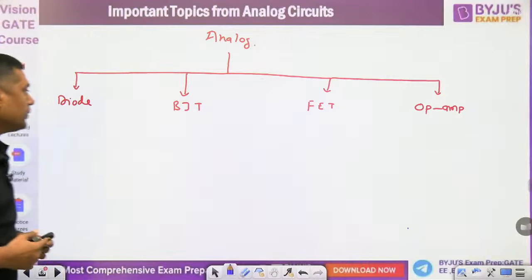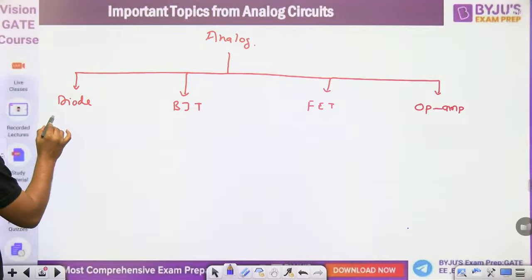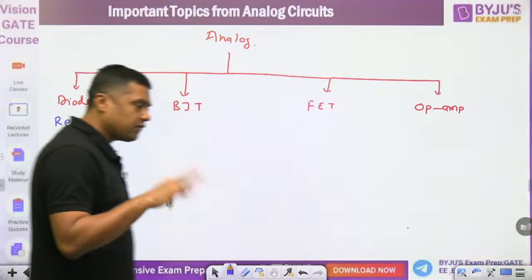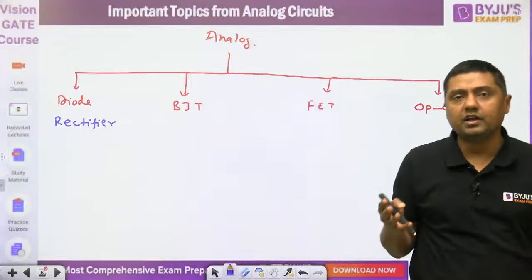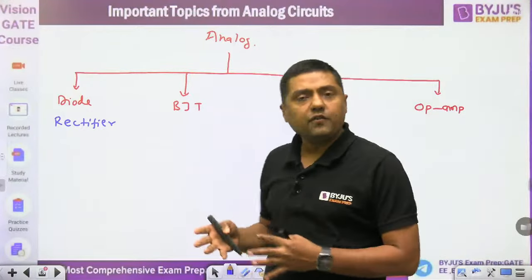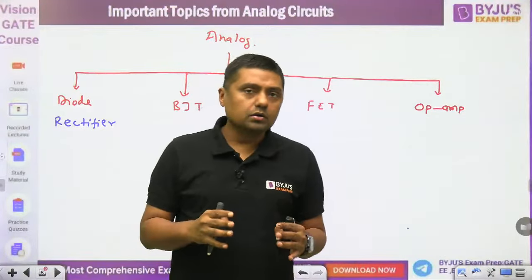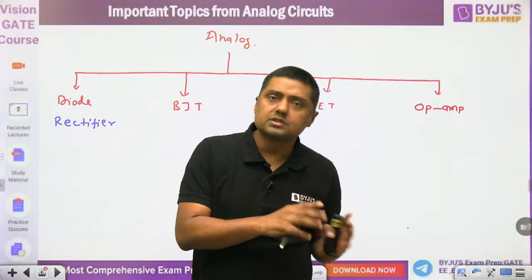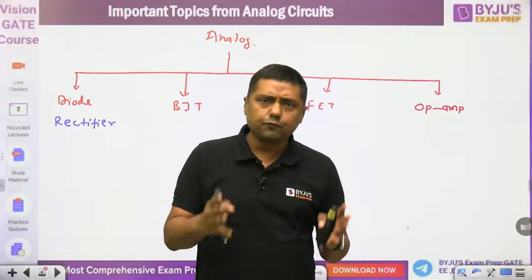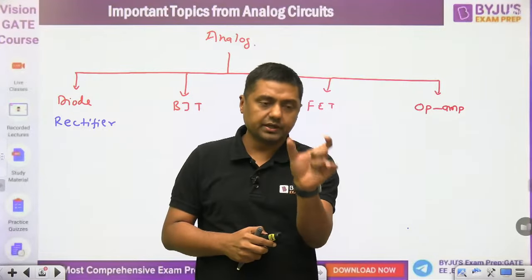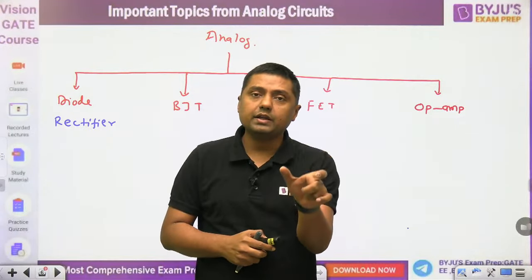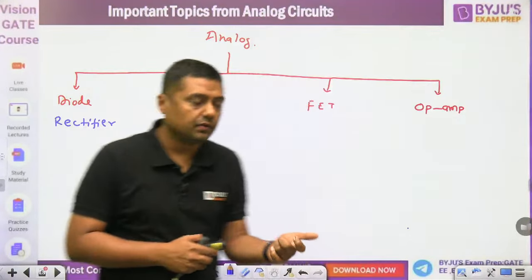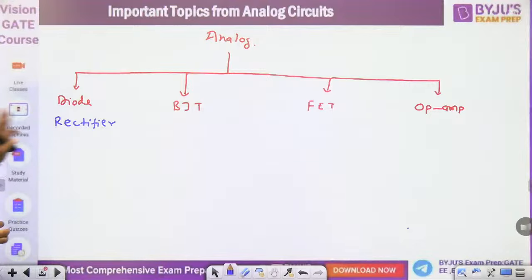For example, in diode, check all types of rectifier: half wave rectifier, full wave rectifier, bridge rectifier, and rectifier with filters, and so on. Then precision rectifier. Precision rectifier means rectifier using the operational amplifier. We are getting questions from this. Theoretical questions, they will give you the diagram and you have to give the answer. What type of transfer curve are we getting? This is the precision rectifier, all types of rectifiers.